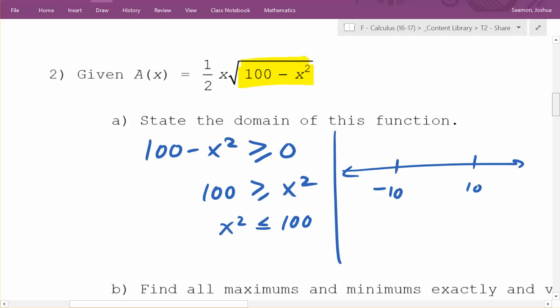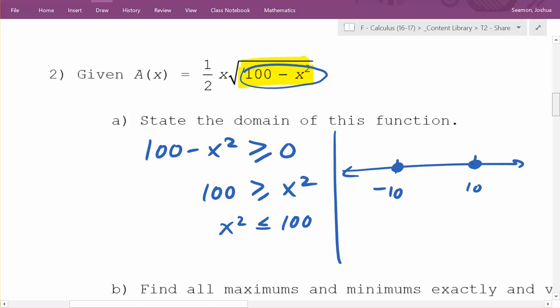So what happens when you plug in 10 into that inequality? What do you get? The original, this one right here, the yellow. What happens when you plug in 10 right there? 0. So is that okay? Is it okay if it's equal to 0? Sure. Now you have 3 regions.